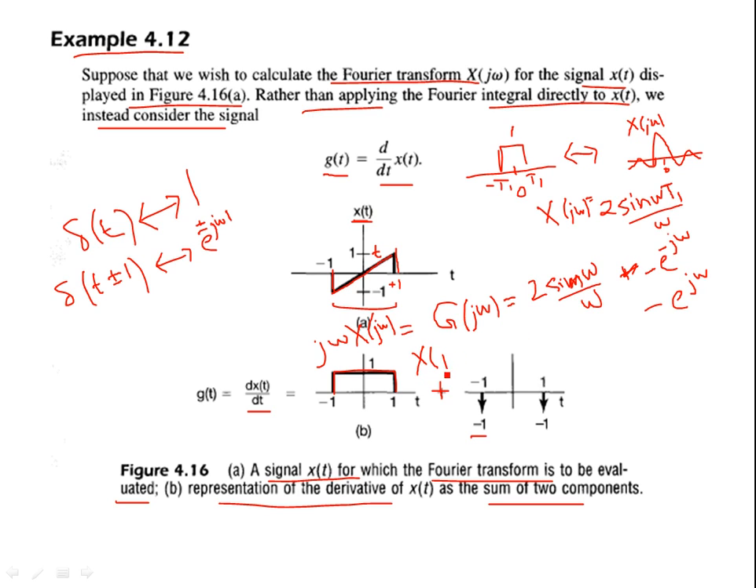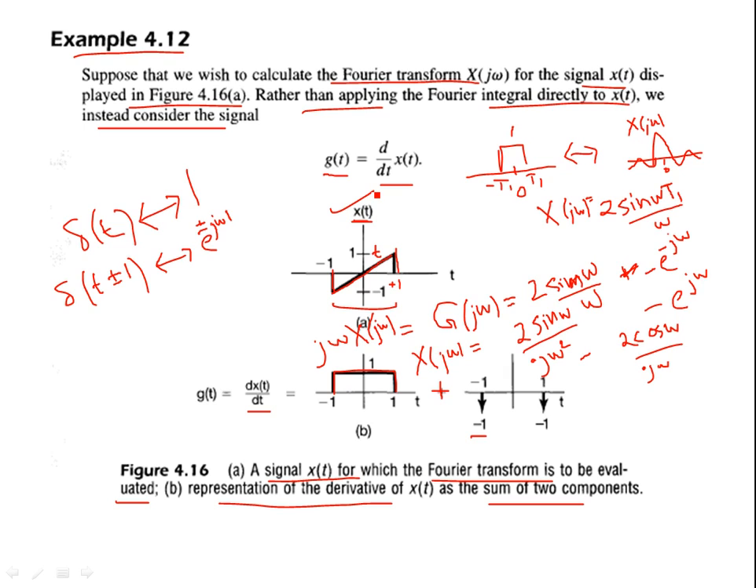X j omega, if you have to do this directly, will be equal to twice sine omega divided by j omega squared, okay? And instead of writing those exponentials again, what we can do is combine these two exponentials into a cosine function. So it will be minus twice cosine omega divided by j omega. That's it. This is the Fourier transform of x t, right?